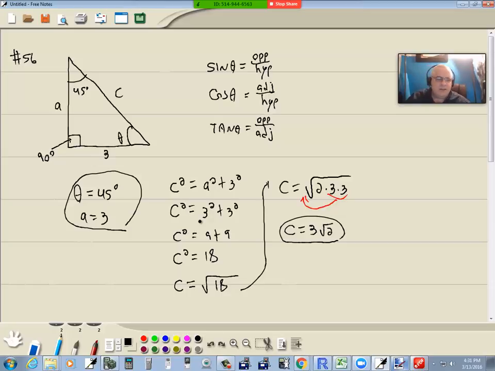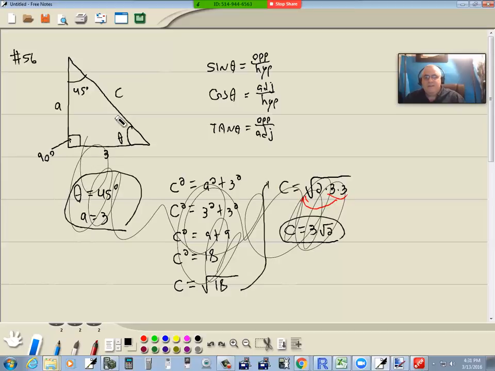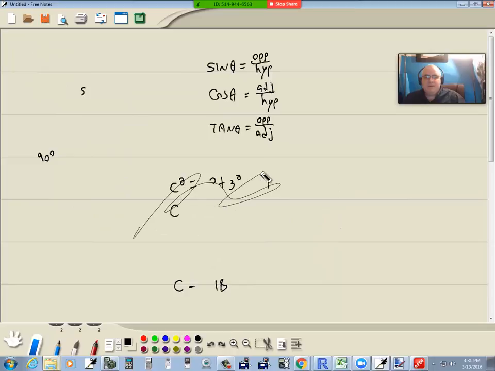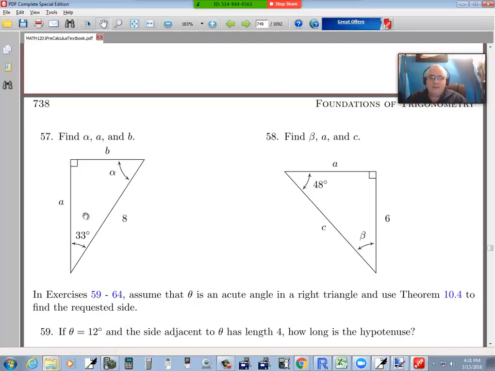Now let me show that, even though you didn't ask for it. Let me try to erase that, since I wrote all those formulas down there. There we go. And let's look at, I don't know, 57, I guess.